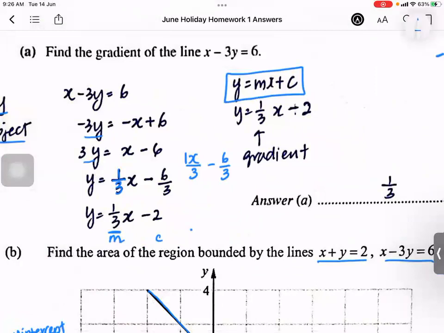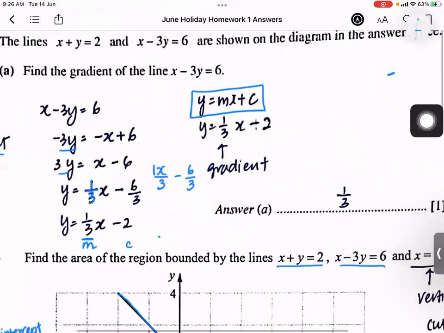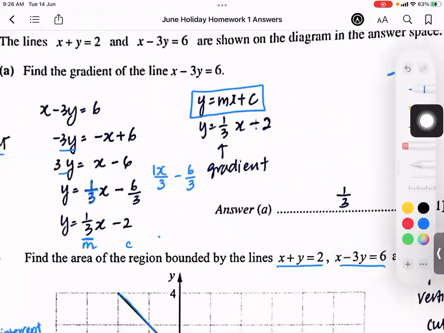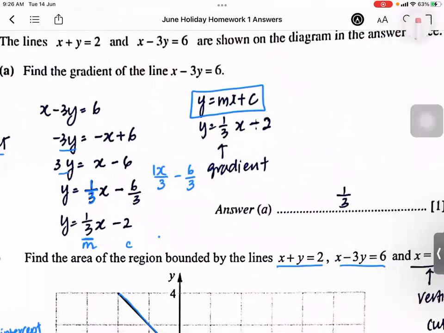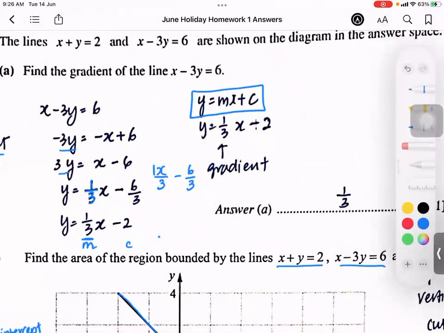This one is a very simple concept and definitely commonly tested, so you must know how to do it, all right? I will still repeat it in some of the other questions as well, as much as possible.